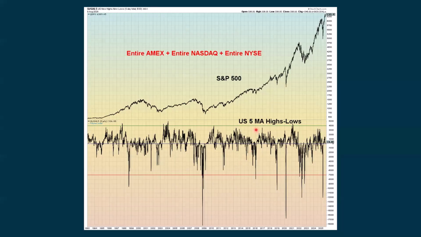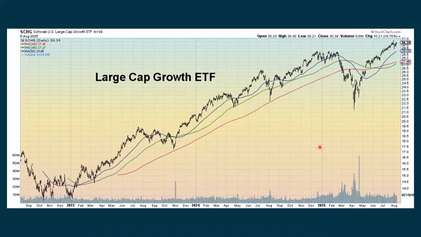This is a 5-period moving average of the highs minus the lows, and this has also been declining. Now, we ticked up just a little bit in Friday's session, but overall, we had seen this stronger, and the broader market was participating more. Now we're starting to see this fall back a little bit. If we drop down below this blue line, that would actually turn this negative.